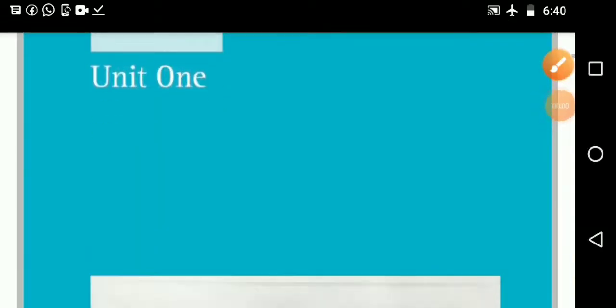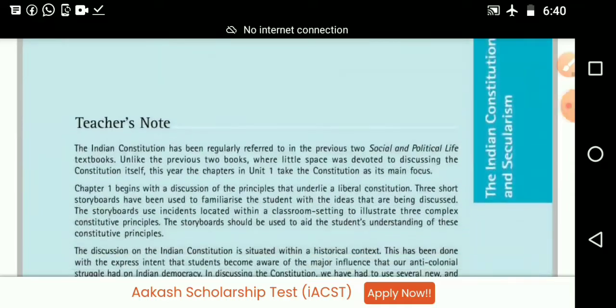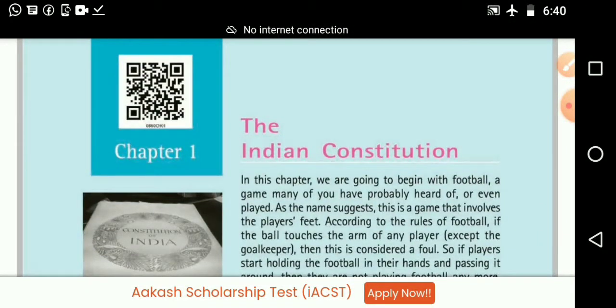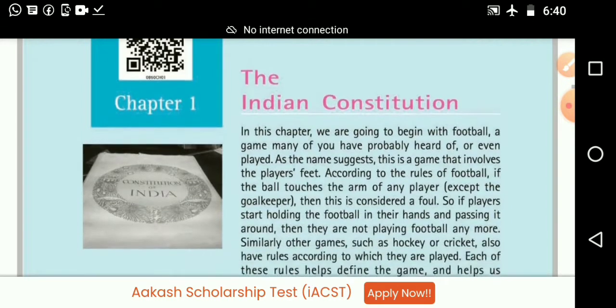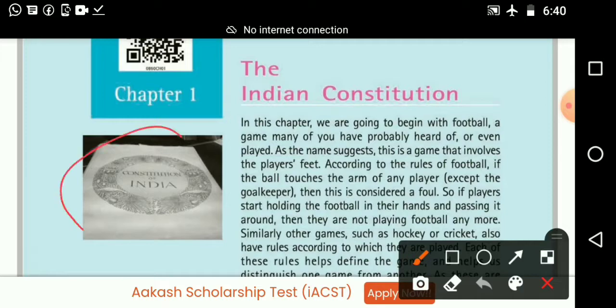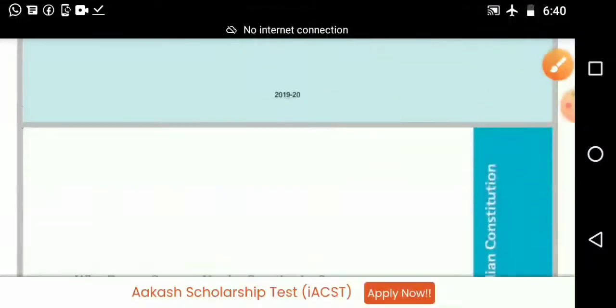Very good morning, students. Today we are going to see the first lesson of civics, that is the Indian Constitution. What is the first lesson name? The Indian Constitution. So you can see here the Constitution book. It is given on the front page, and it is not clear, I am sure. Then we'll go through the lesson.